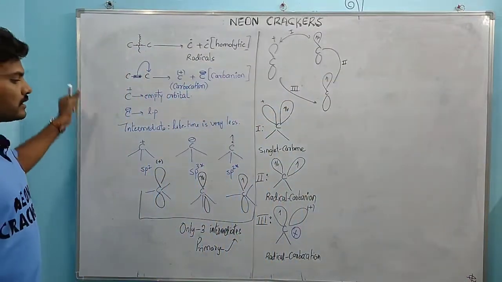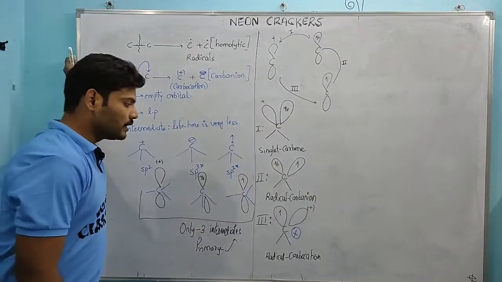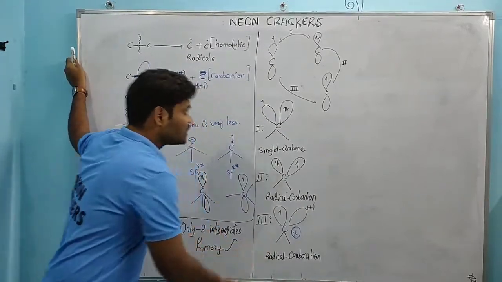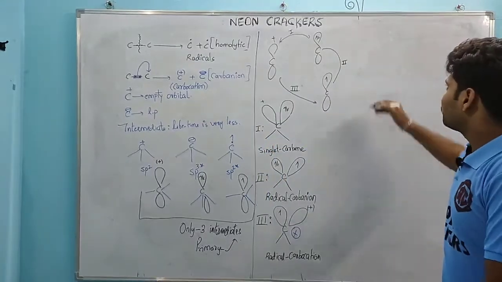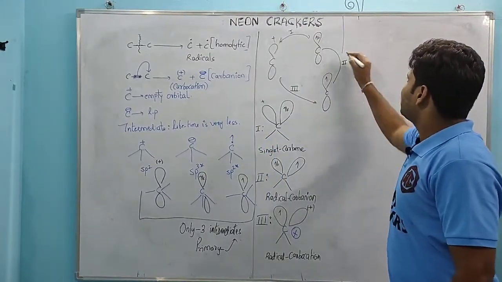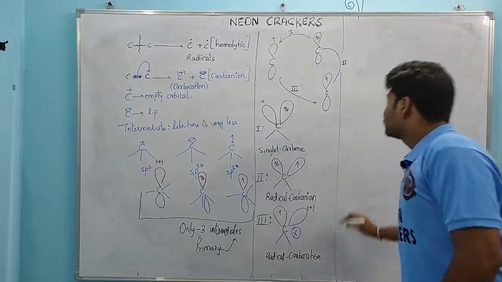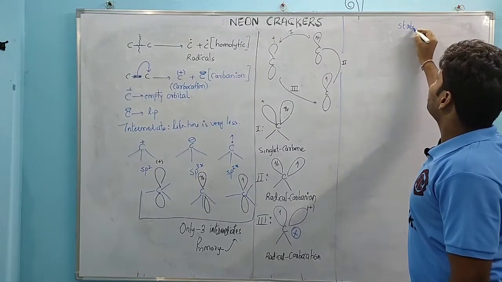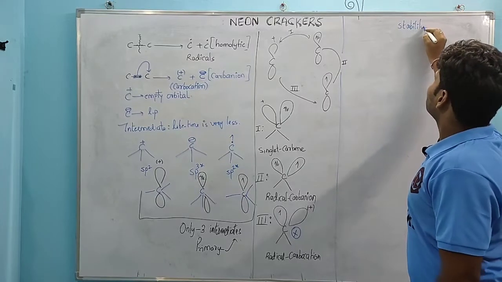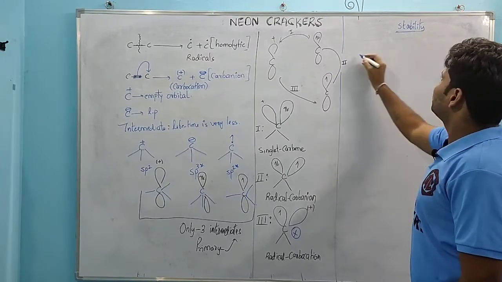Radical carbocation does not exist in nature. Why? We will see. These are only probabilities, based on which we decide the existence of any intermediate species. There are only three kinds of stability. This stability is very important in organic chemistry. How many types of stabilities are there?